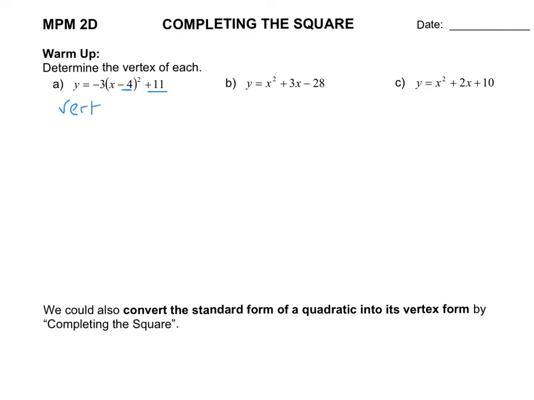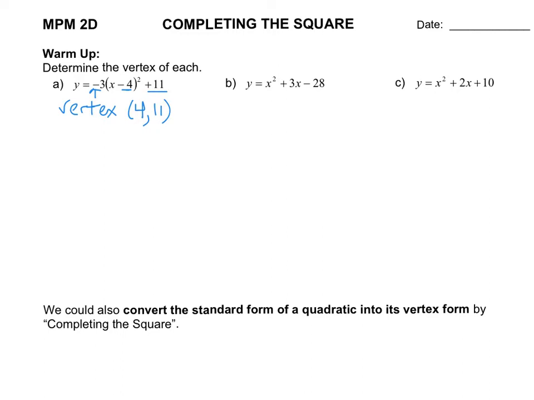The vertex will be at positive 4, remember we want to switch the sign on that when it's attached to the x, comma 11. So the x-coordinate is 4, the y-coordinate is 11, and we know our parabola opens down if we wanted to do a sketch of that. The second example is in our standard form.